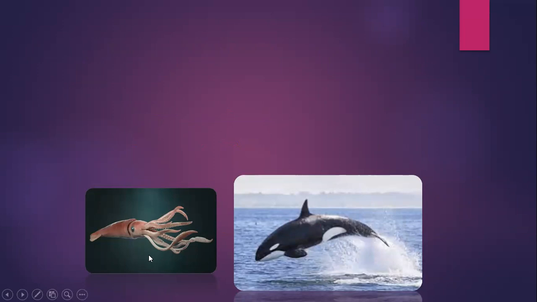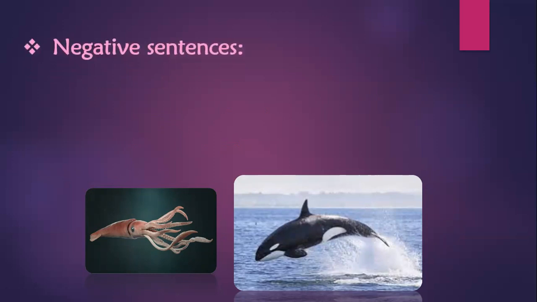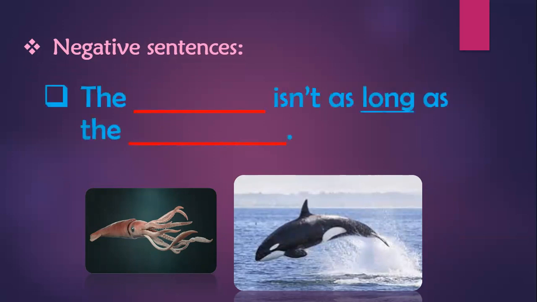Here we have the whale. Oh, miss, the whale. No. Oh, I'm sorry. This is the squid. Squid. And here we have the whale. In this case, it says negative sentence, the opposite of the other. Look here. In this case, it says isn't. That's why it says negative sentence.